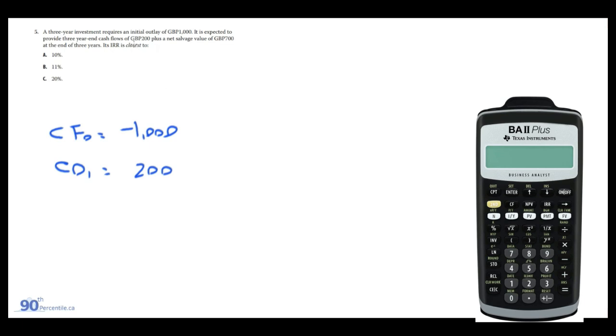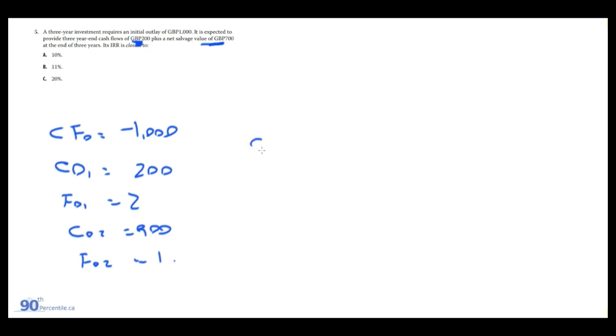is going to be 2 years, because what we're going to do, I'll show you in a second. So F01 is 2, so we have this 200 occurring for 2 years, and then in year 3 we're going to have the 200 plus the 700, so 900. So we got that set up. So F01 is 2, hit down. C02 is going to be 900, 200 plus the 700, and F02, so the frequency is 1 year. Let's enter that in. And then what we're going to do is hit IRR, hit compute, and we get 11.02%, which is B.